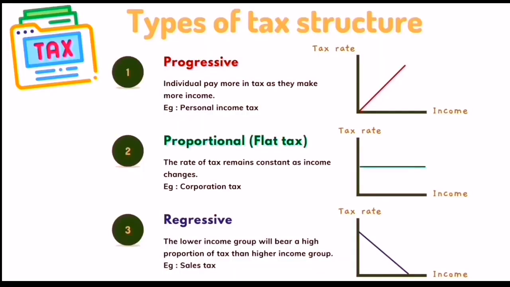Progressive tax happens when individuals pay more in tax as they make more income. This is where the rate of tax increases as income increases. This structure is practiced in personal income tax.